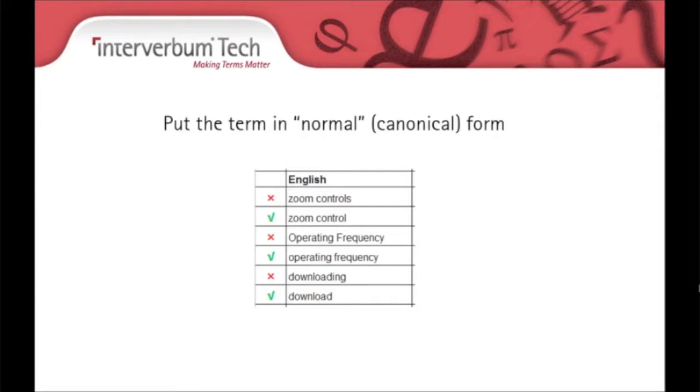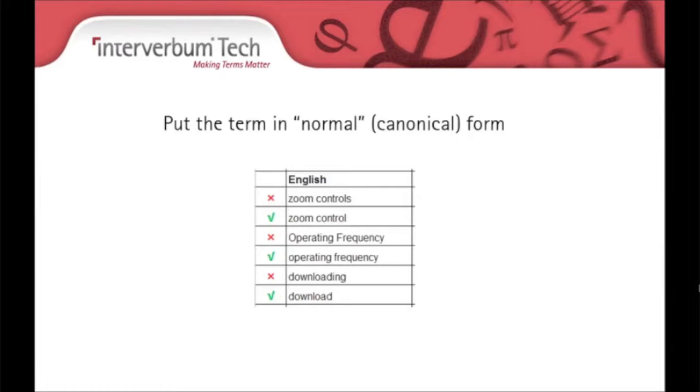Now, once you've decided what to include in your glossary, you need to make sure that you put the terms in this so-called normal form, which is called canonical form by linguists. So, nouns should be singular, they should be in lowercase, the verb should be infinitive, and so forth. If a noun is always used in the plural, and some nouns are, then the plural form is the canonical form. And the canonical form of proper nouns, these names, is usually, of course, initial capitals. That's okay, put them in initial capitals.